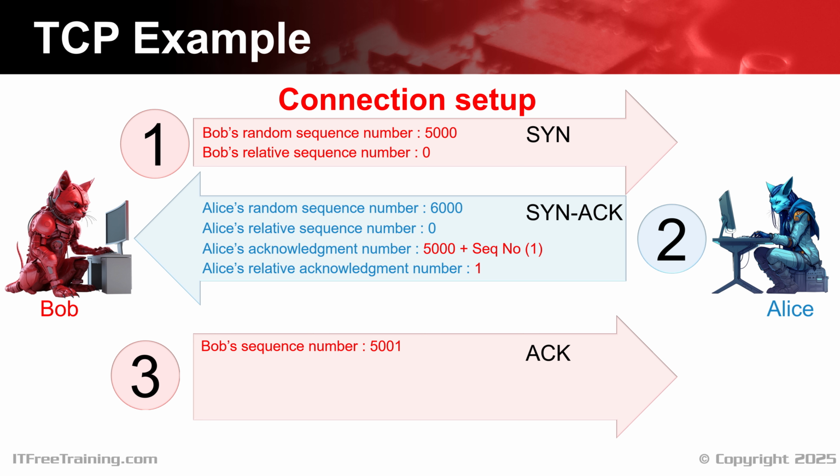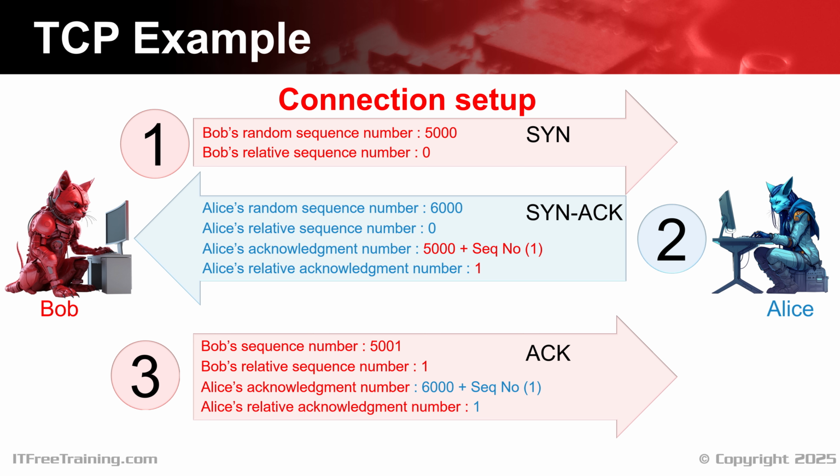Bob's acknowledge message will contain Bob's current sequence number. Since one message has been received, it will be the random sequence number plus 1. This means Bob's relative sequence number will be 1. Bob needs to acknowledge that he has received Alice's sequence number. In order to do this, Bob will increment the acknowledgement number by 1. This makes Alice's relative acknowledgement number 1.